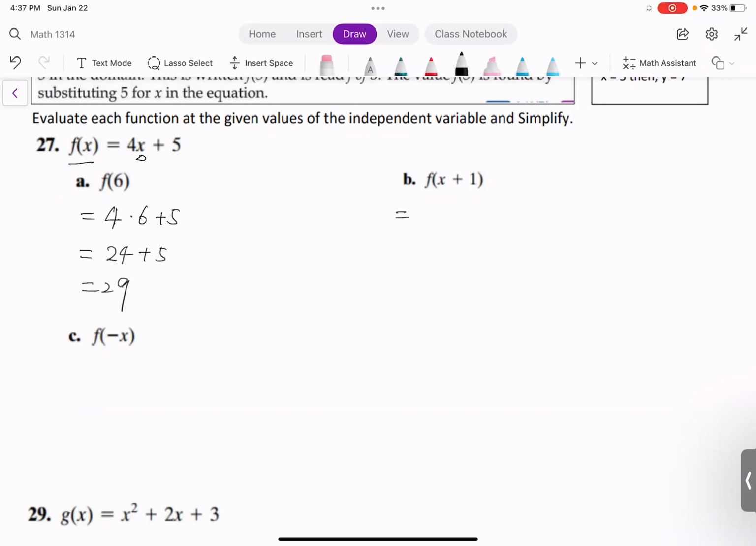Next example, let's see what the input is. Input is x plus 1. So 4 times, all the x need to be replaced by x plus 1. 4 times x plus 1, plus 5. We need to distribute the 4. 4 times x, 4x. 4 times 1 is 4, plus 5. We have 4 plus 9. Oh, no, 4x plus 9.